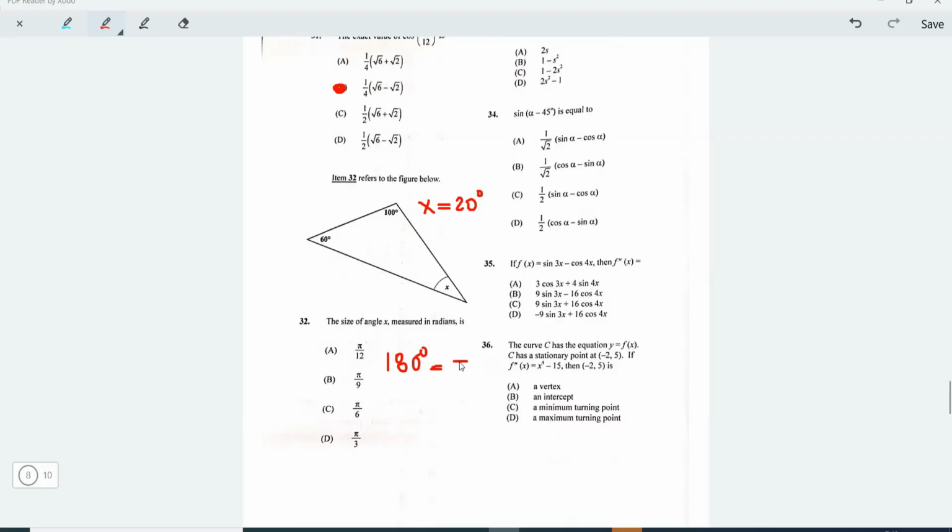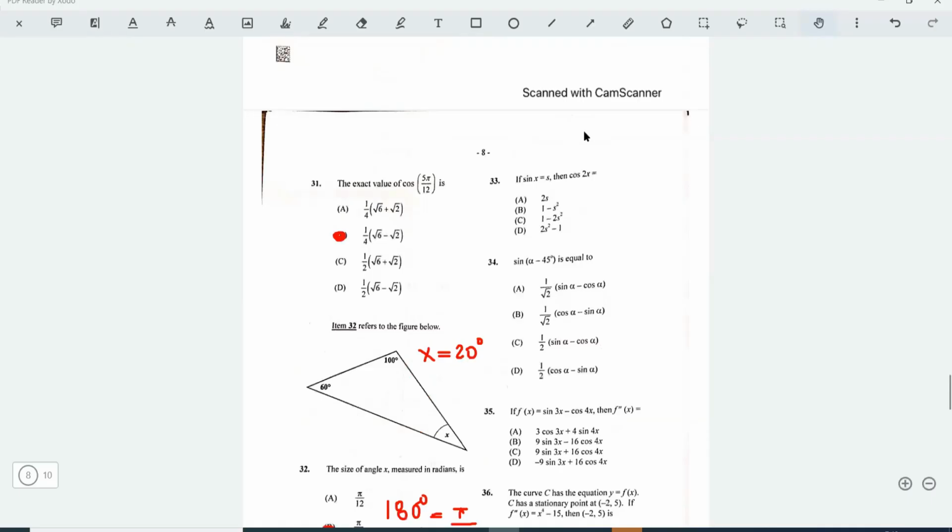And so in order to get 20 degrees, we divide both sides by 9. 180 over 9 is 20 degrees. So 20 degrees is pi over 9 in radians. Easy. Solved. All right, no issues so far.